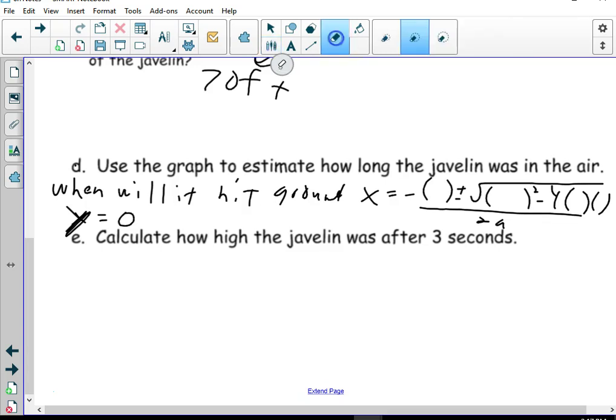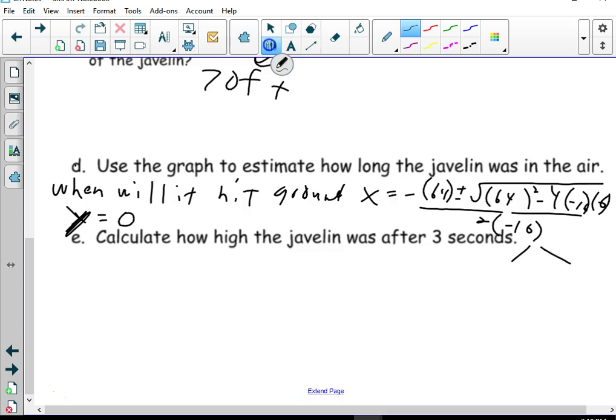Okay. A again. Negative 16. And that goes here too. What's my b? 64. That goes here. And that goes here. And then my c is 6. That goes here. Just to save time, when you do this, you get two answers. Negative 0.09 and 4.1. Let's just say it's negative 0.1.